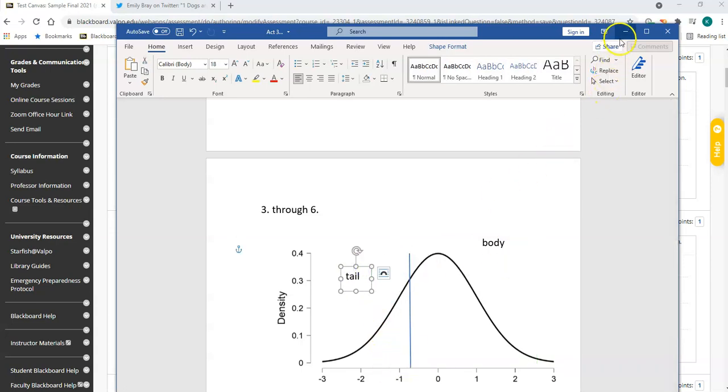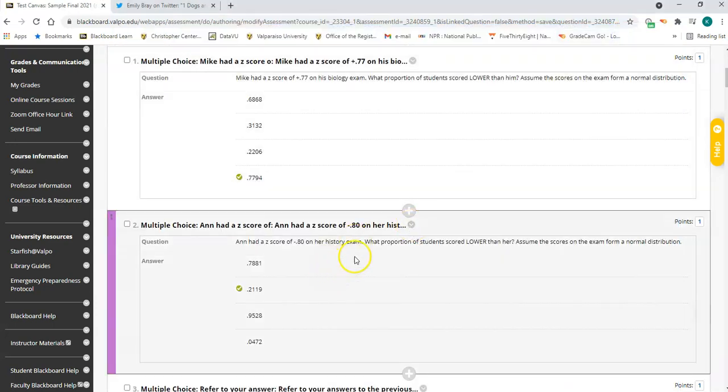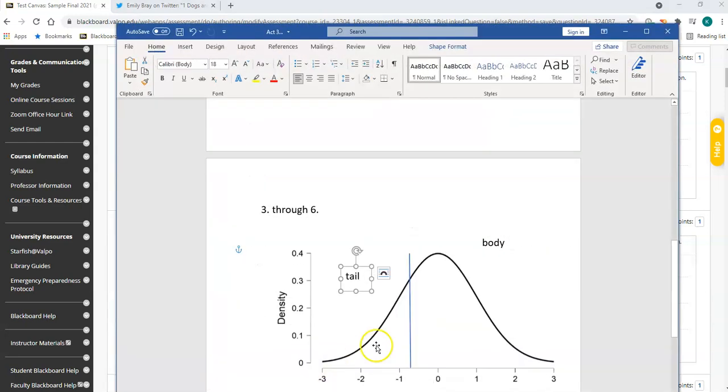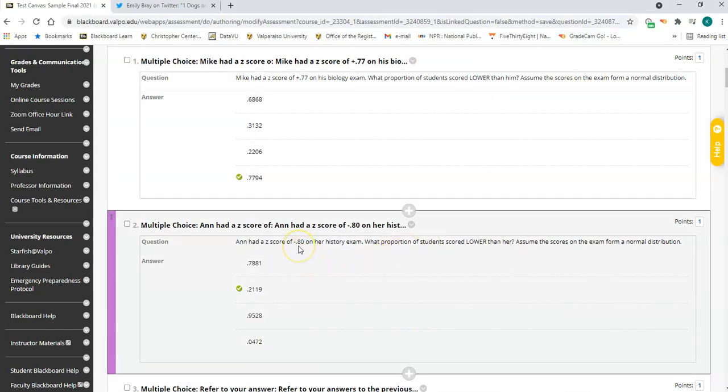And again, the question asks who had a lower score. So we want the tail in this case. So you're going to go look up 0.8 for the z-score, and then look up tail, and then you'll find that that is the correct number.